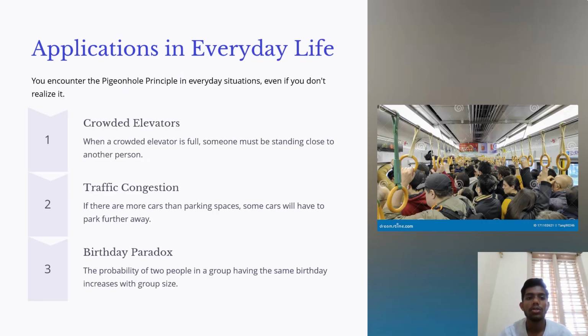The applications of the pigeonhole principle in everyday life. We can encounter the pigeonhole principle in everyday situations even if we don't realize it. Crowded elevators: when an elevator is full, someone must be standing close to another person. Traffic congestion: if there are more cars than parking spaces, some cars will have to park further away. Birthday paradox: the probability of two people in a group having the same birthday increases with group size.